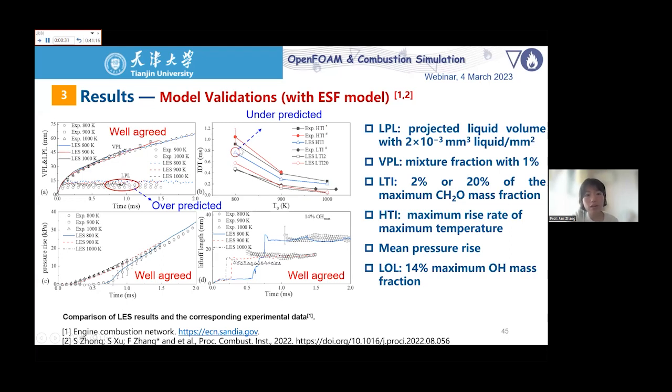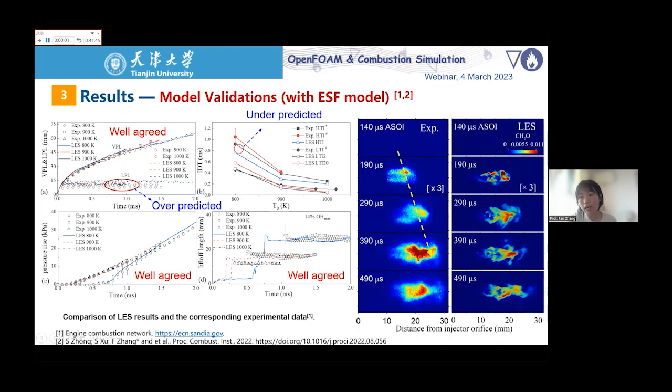As for the ignition delay time, the high temperature ignition delay is a little underpredicted, but the low temperature ignition delay time can be well captured by the LES result. Then for the pressure rise and the lift-off length, we can find a very good result from the LES studies.